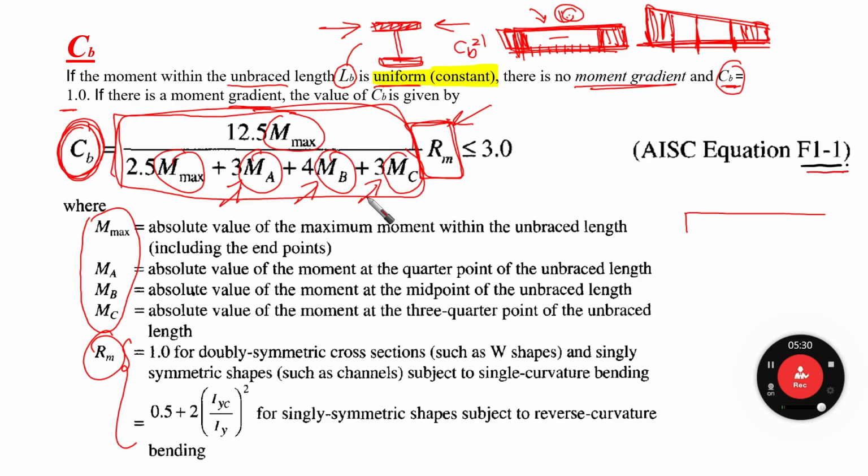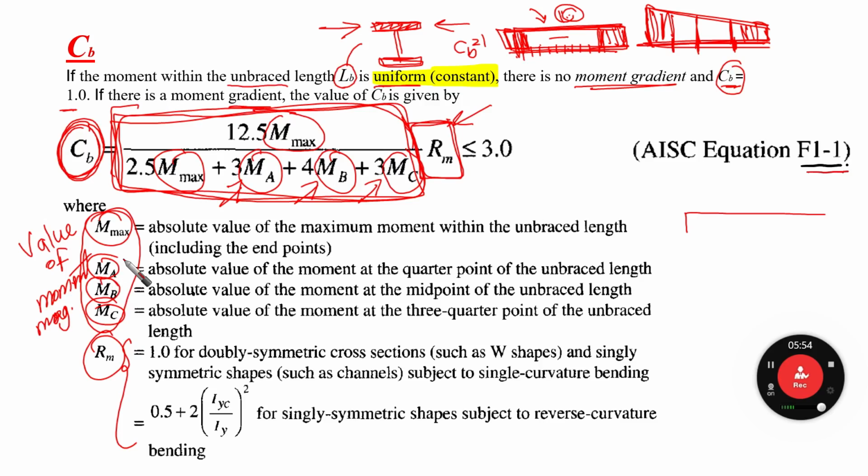So the first part of the CB equation is related to the moment magnitude, which is M maximum, MA, MB, and MC. It is as if it detects the amount of moment along the beam. Take care that M maximum and all the moments are substituted as absolute values. So we are not going to use the sign here. It doesn't matter whether the moment is positive or negative.